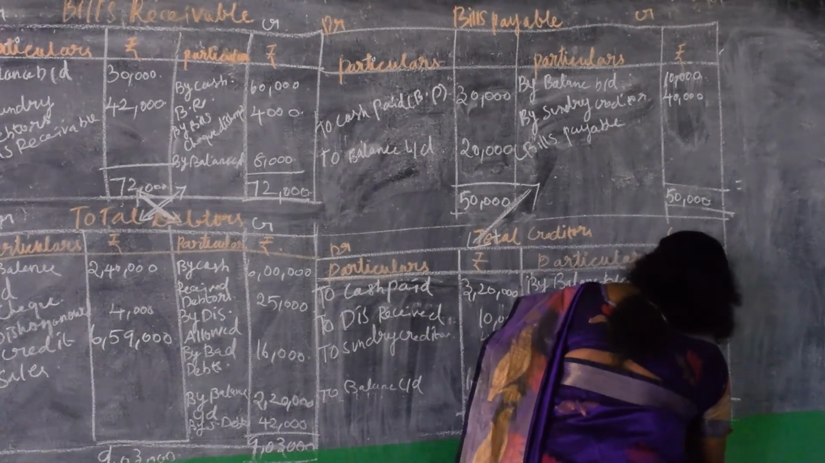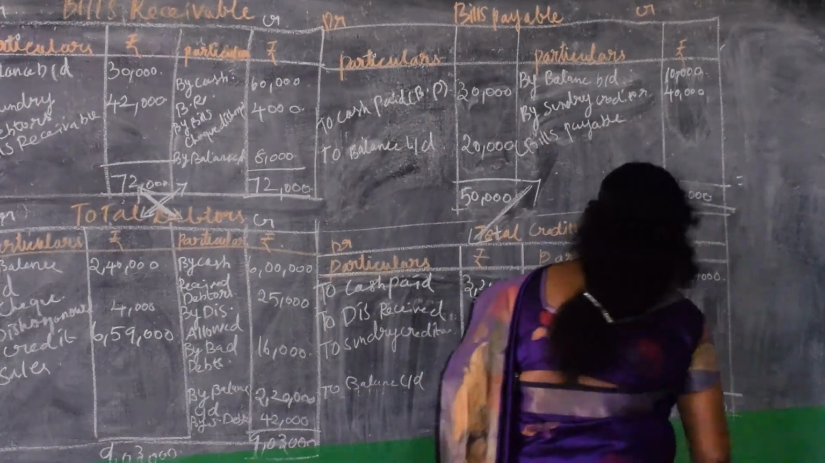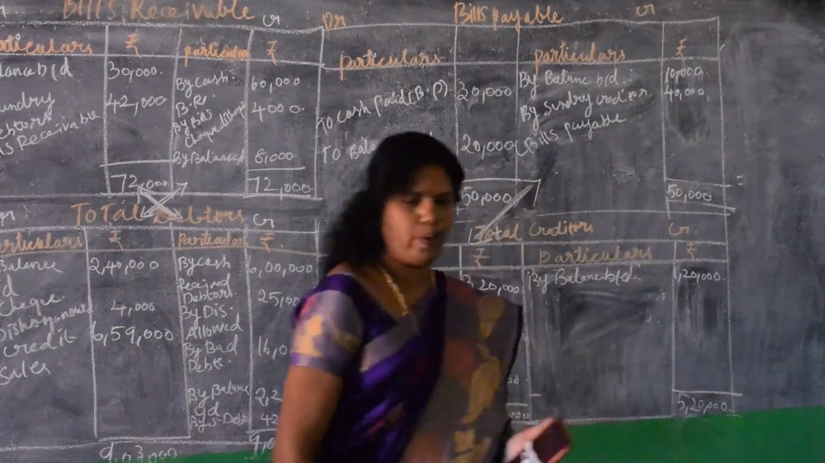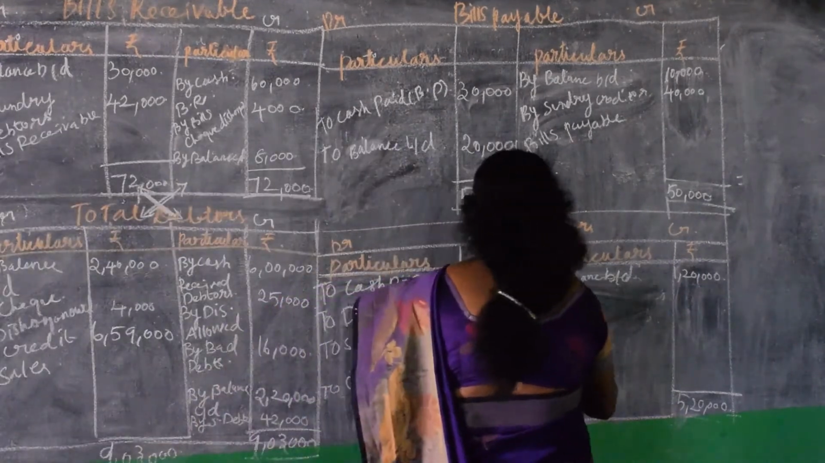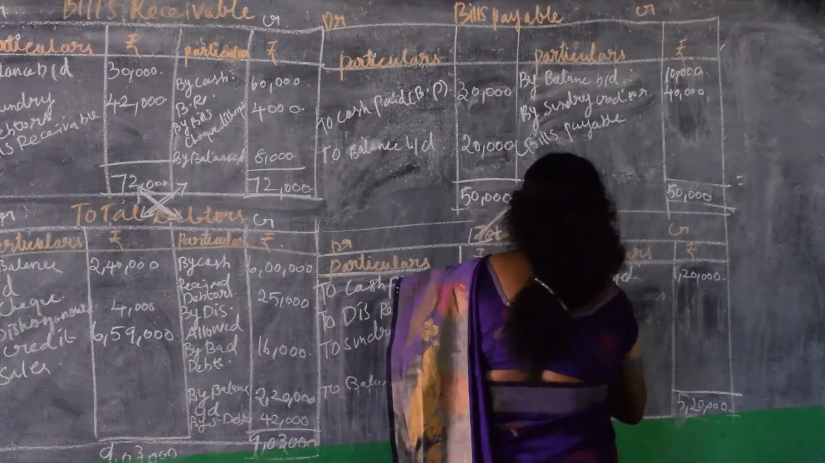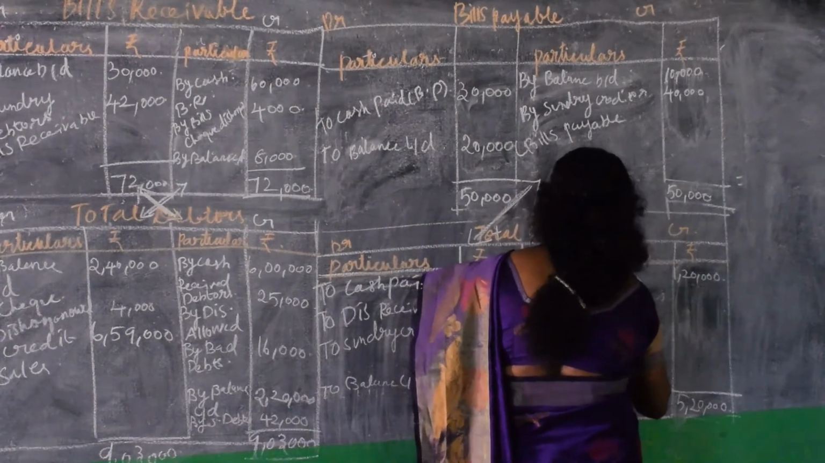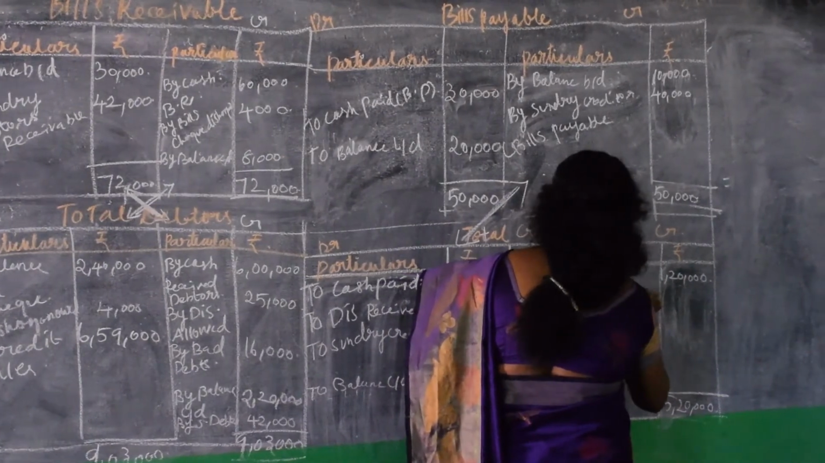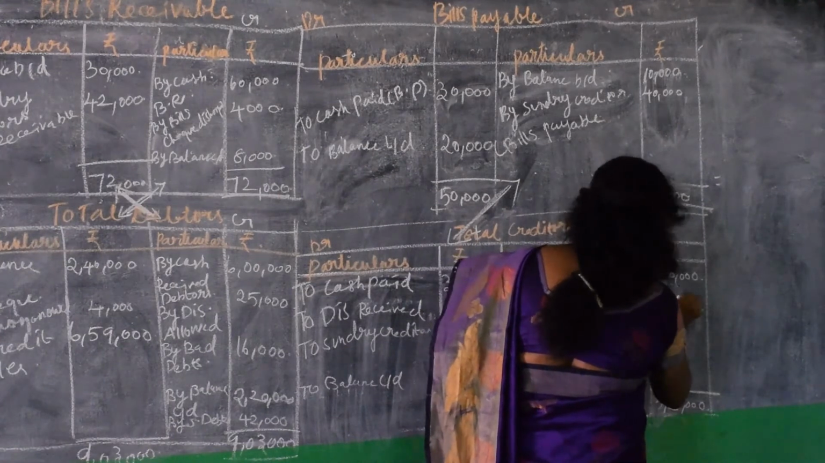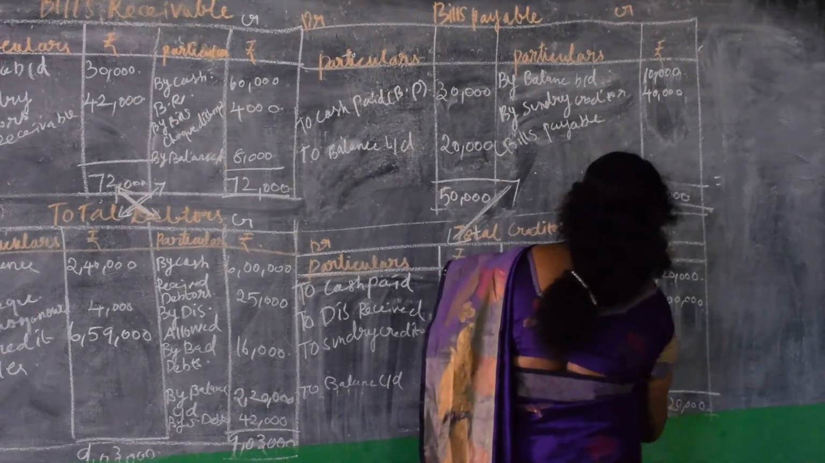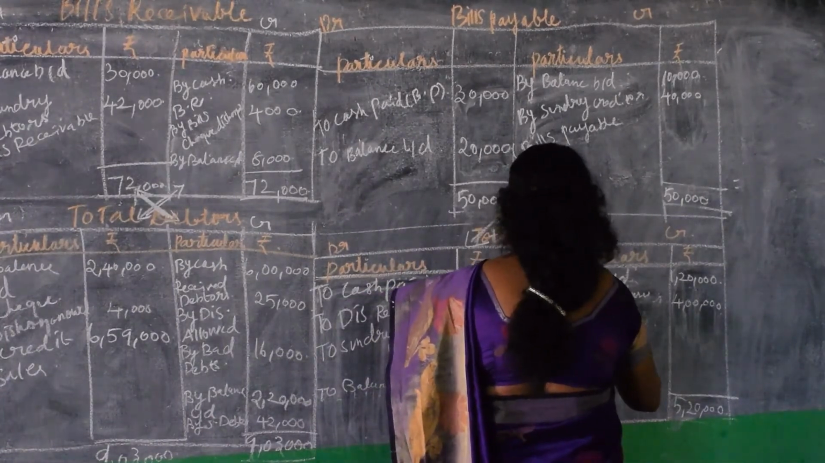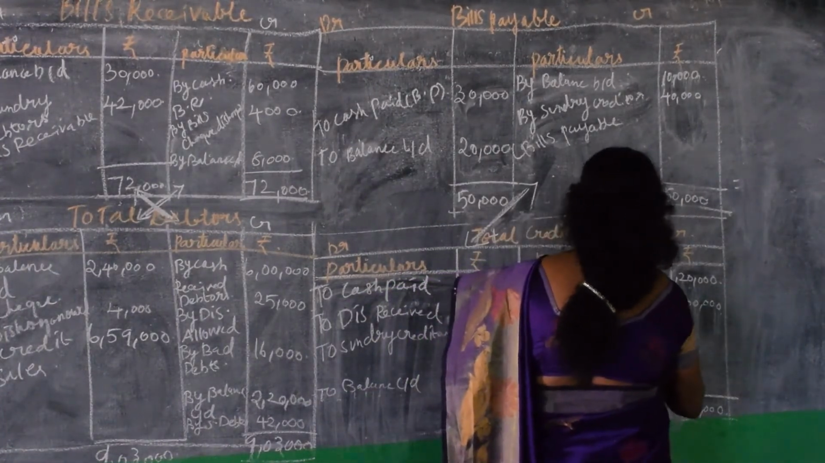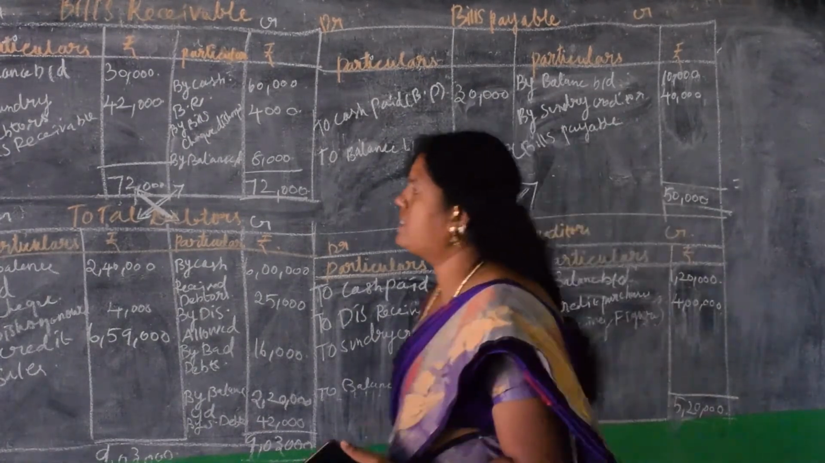Here also you will get 5,20,000. 5,20,000 minus 1,20,000, you will get 4,00,000. So 4 lakhs. By what is this? Credit purchases. Purchases is 4 lakh. Total it, you will get 5,20,000. Write it in the bracket: balancing figure. Okay, that's the end of the sum.